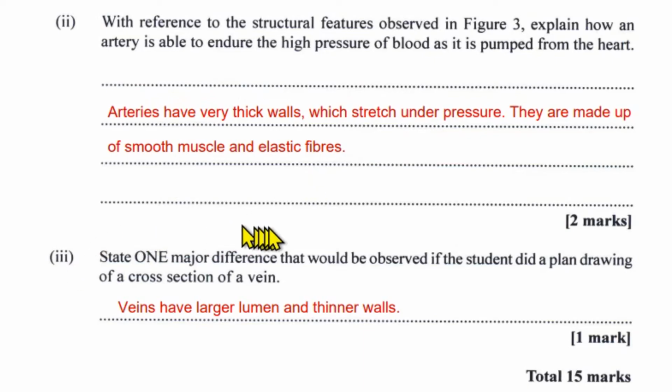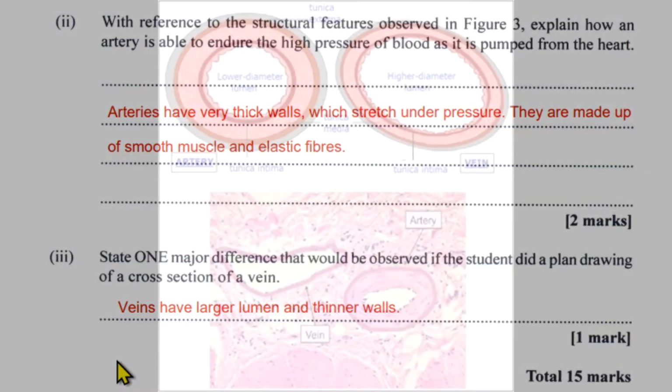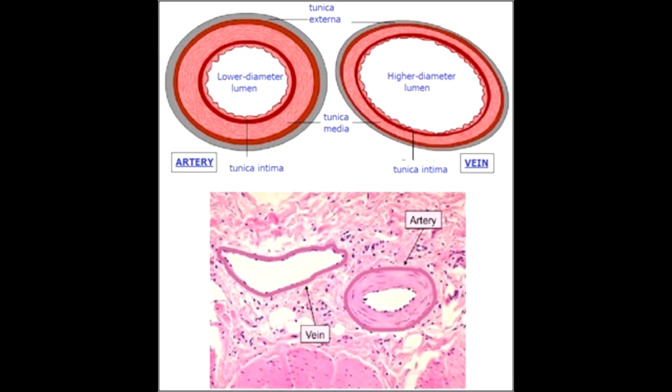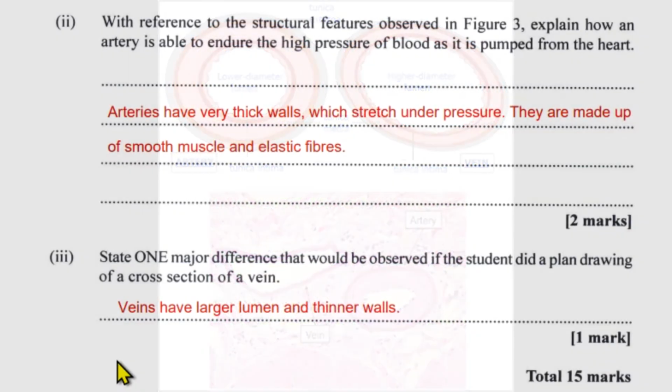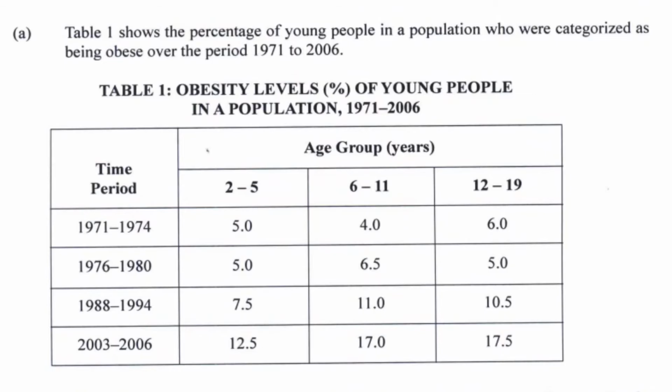3. State one major difference that would be observed if a student did a plan drawing of a cross-section of a vein. I'll pop a little micrograph here, and you'll see what the artery looks like compared to the vein. You'll see that the vein actually has a more irregular shape. It's not as round. It has a more oval, elongated kind of look. The lumen is larger and has a more elongated, irregular shape, and they have much thinner layers of media or muscular walls.